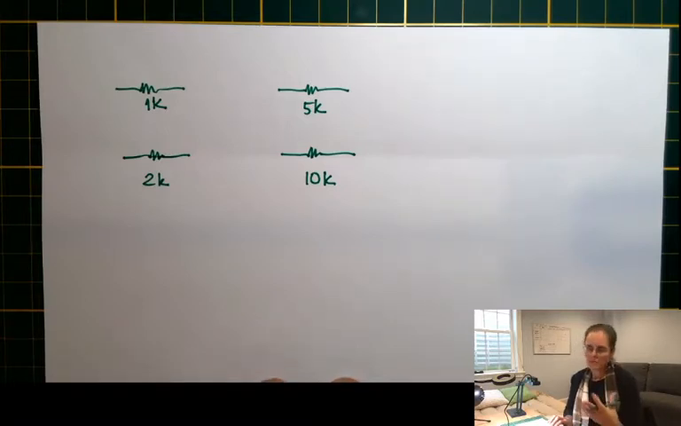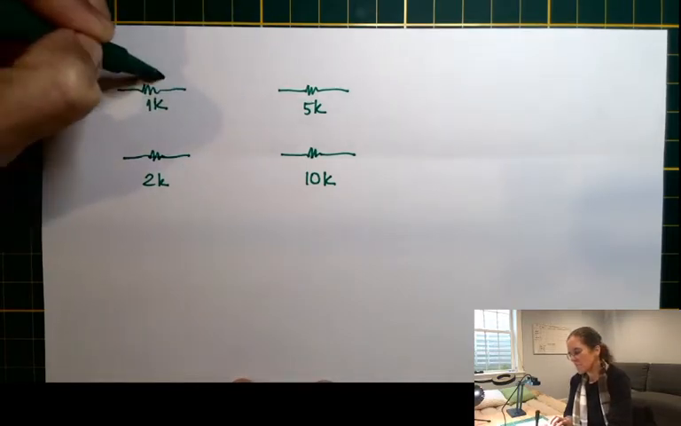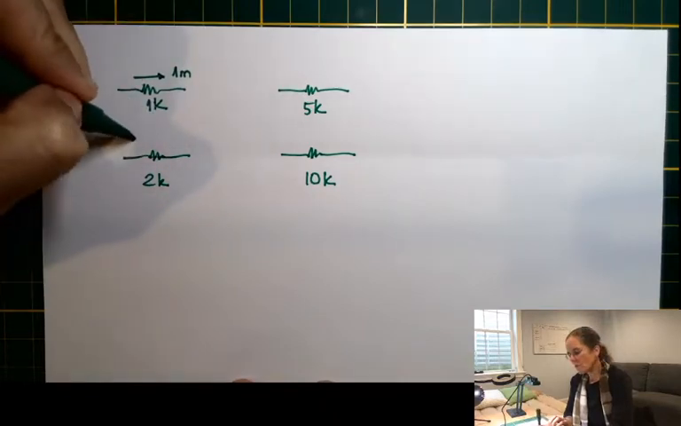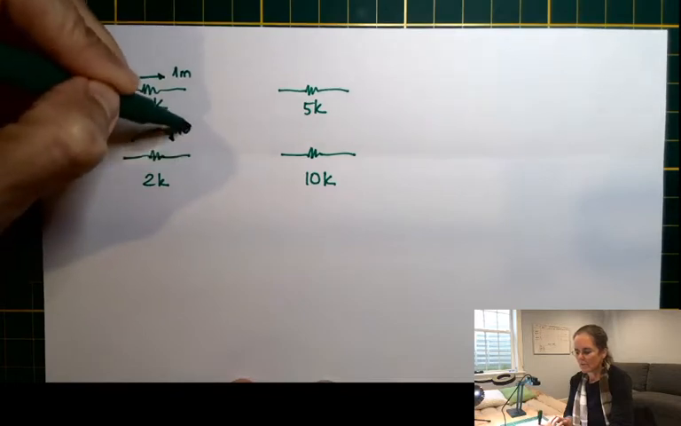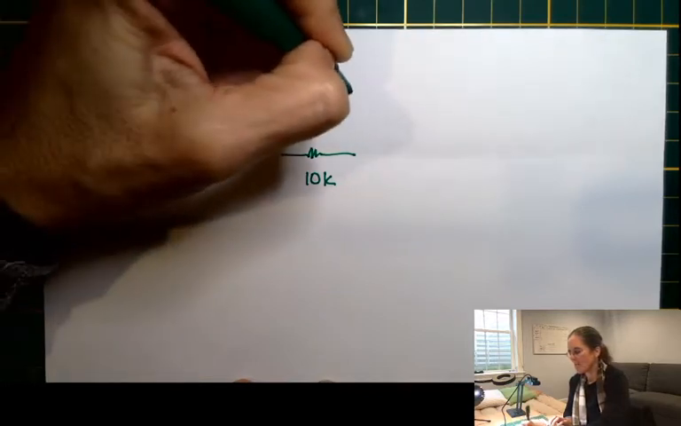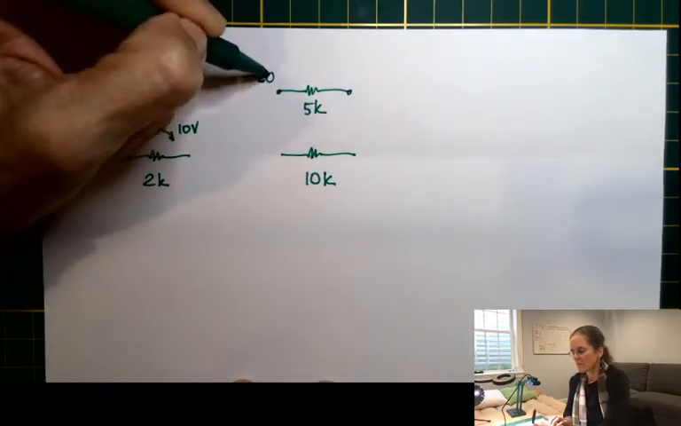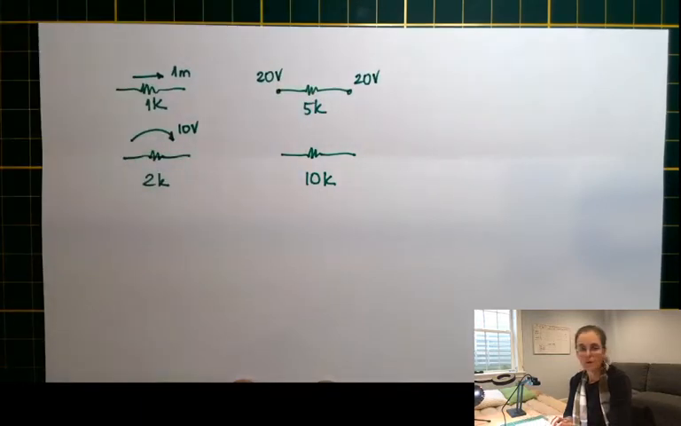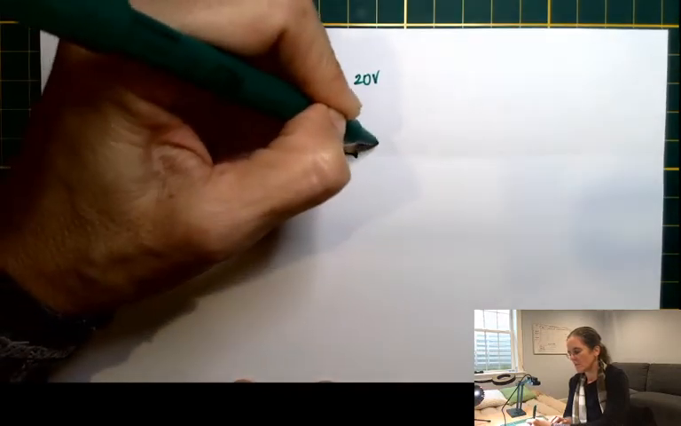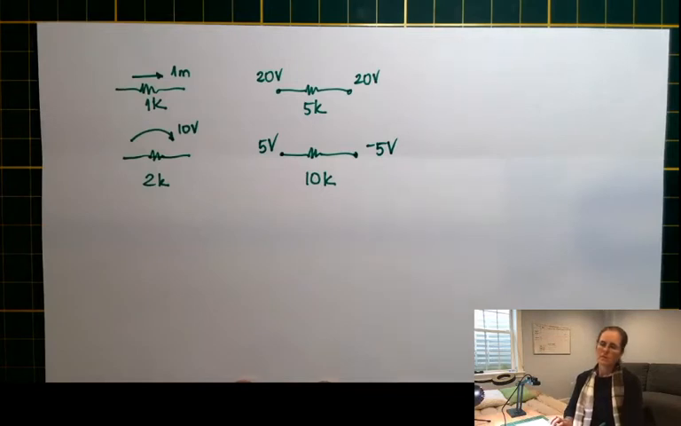But obviously when I'm asking, I'm not sure it's that obvious, but when I'm asking Ohm's law questions, I can say this is a 1 milliamp current, or there's a 10 volt voltage drop, or there are 20 volts on this side and 20 volts on this side, or there are 5 volts on this side and minus 5 volts on this side. So in all of these cases, I will be asking questions such as, what is the voltage drop? What is the current? Voltage and current.